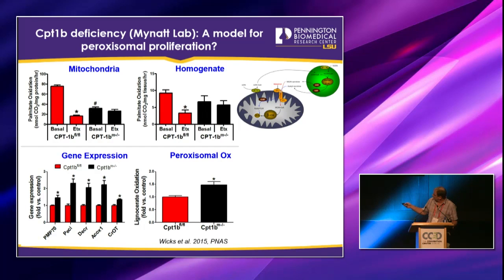So when we measure lignoceric acid oxidation, what we're effectively getting is a very specific and very sensitive measure of peroxisomal function. So what you see here is that there's a significant increase in peroxisomal function in these CPT1 knockout mice.